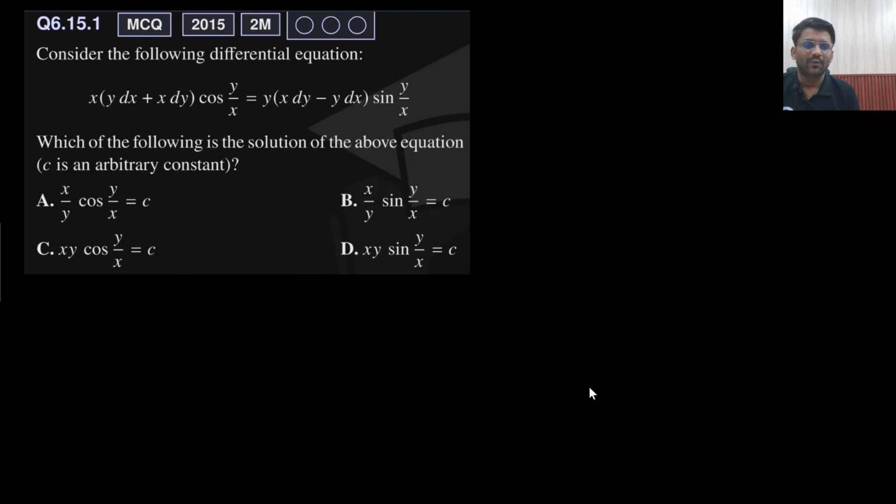Now this is a very good question. You try doing it on your own. Very, very good question. By inspection you try. Nearly impossible to solve in the examination hall. So these kinds of questions are made to be dropped only. Nearly impossible to solve, but you try it.